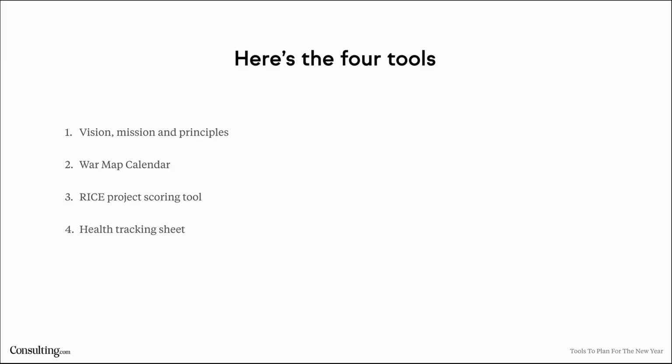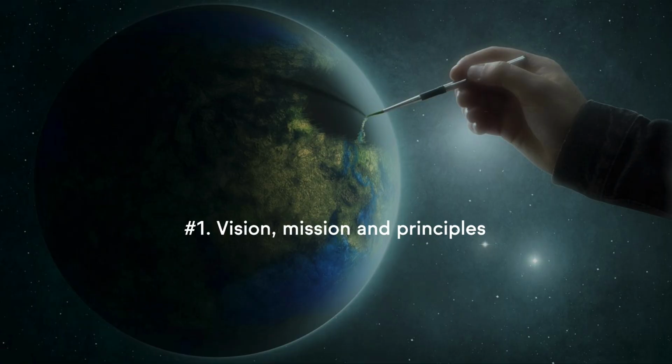And then the fourth tool is the Health Tracking Sheet. And this is how you track your inputs and outputs on a daily basis so that you can optimize everything from food, sleep, to supplements, to exercise, to productivity and focus and energy. You can optimize everything towards achieving your vision, mission, and principles. So these 4 tools together combined, they're a serious weapon. And I'm giving them all to you today for free. So let's jump into them.